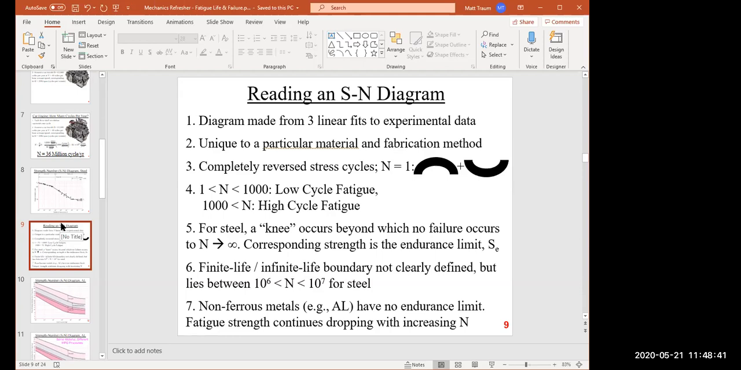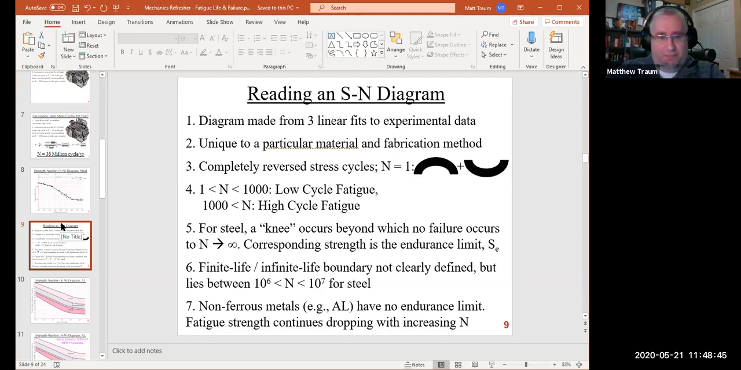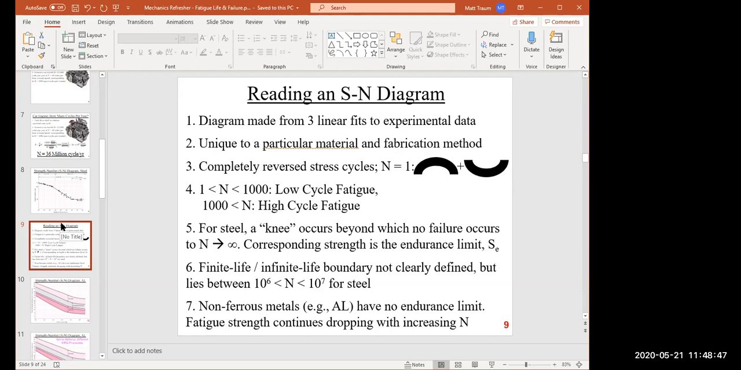Oh, Professor, I have a question. Yeah, I'm ready. Go. So for point 6, does that mean when, say, some engineers doing testing for steel, they only test for, say, 10 million cycles, and if it lasts, it lasts forever?